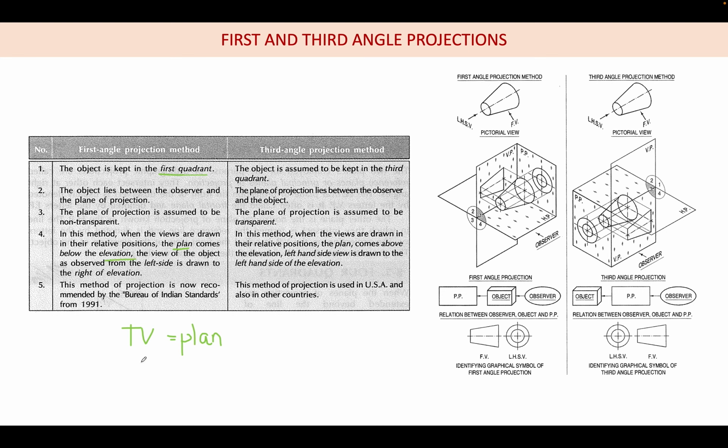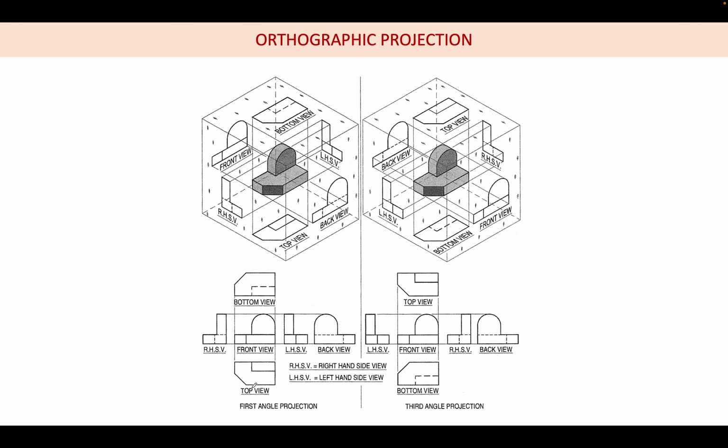Elevation means you are able to see the height of the building. Height you can see only in the front view. So front view is called elevation. I don't think there is any doubt in this. So always remember, elevation means front view, plan means top view. Here we saw in the first angle projection, the plan comes below the elevation. The plan is nothing but the top view, and it comes below the elevation.